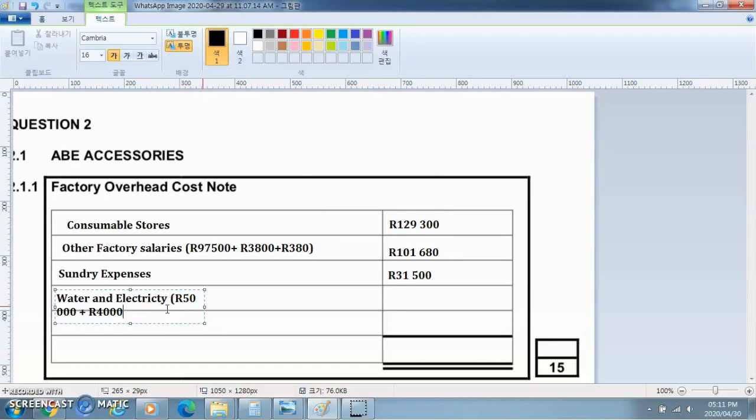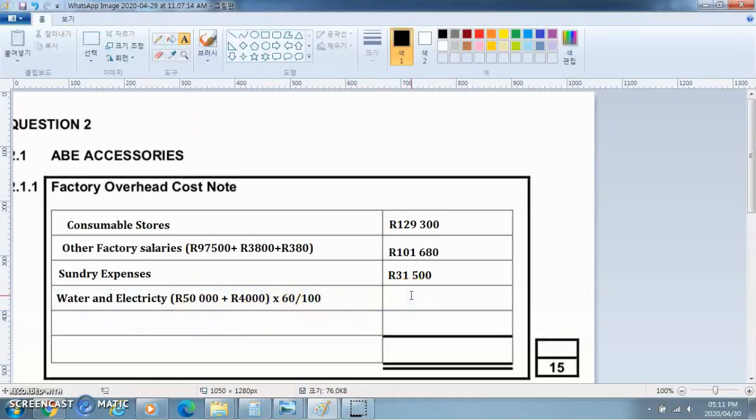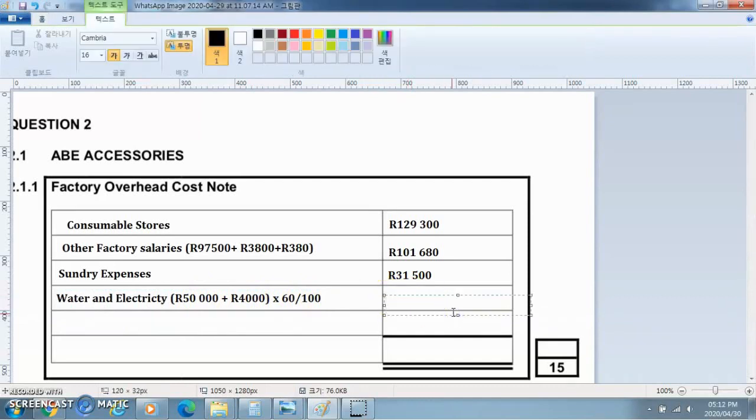To save space, I'm just going to close my bracket here, and then multiply by 60, because we are looking for 60% of this, which is related to the factory. Then divide by 100, because this is a percentage. So 54,000 multiplied by 60 over 100, the answer that I'm getting is 32,400. Is this clear for you?